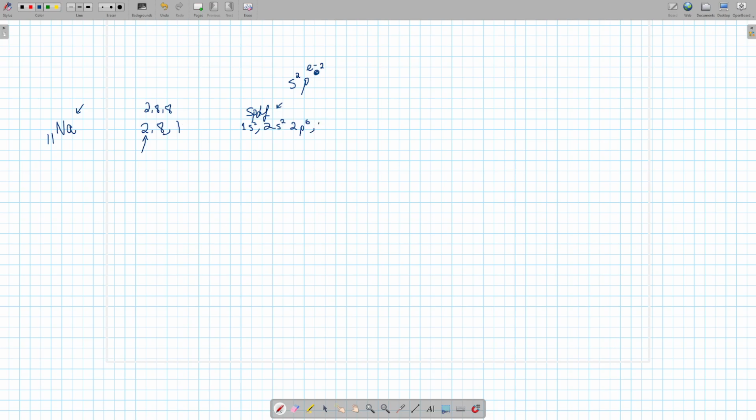Then the last one, now I'm on the third shell, so I say 3, start with S. S usually takes 2, but there's only 1 left, so I'm going to write S1. Okay, so now we agreed, this is how we write the electron configuration. But now we're actually going to draw the atom. How do you draw an atom?